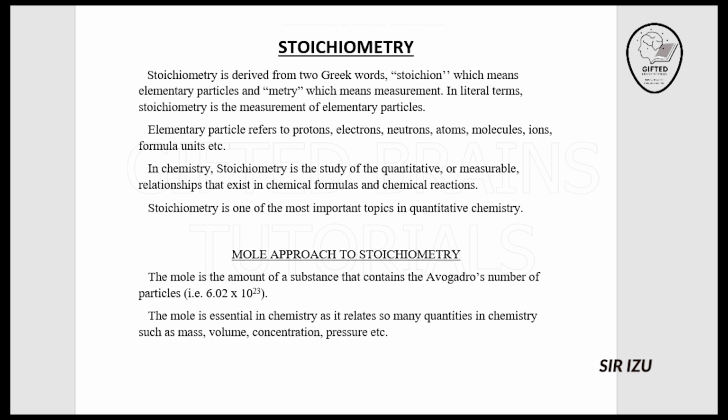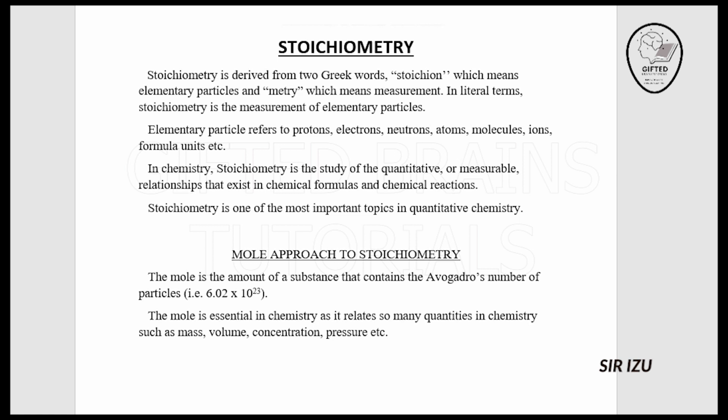In chemistry, stoichiometry is the study of the quantitative or measurable relationships that exist in chemical formulas and chemical reactions. It's one of the most important topics in chemistry, because most calculations in chemistry are considered under stoichiometry. And the approach we want to take to this study is the mole approach.